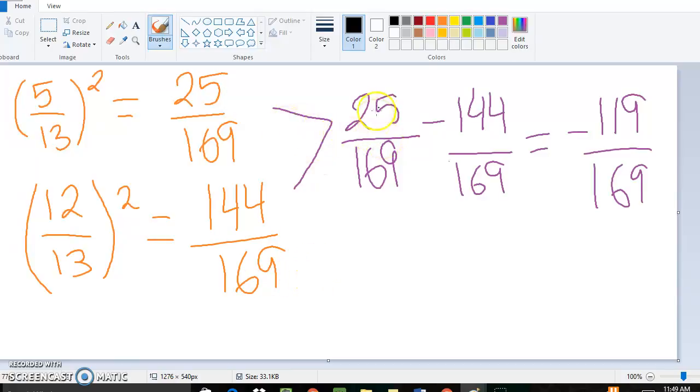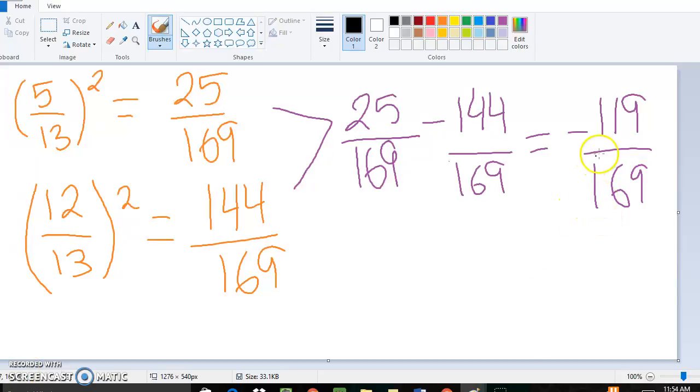Now we move on to what we have. We have 25 over 169 minus 144 over 169. Now if we simplify this, we get negative 119 over 169.